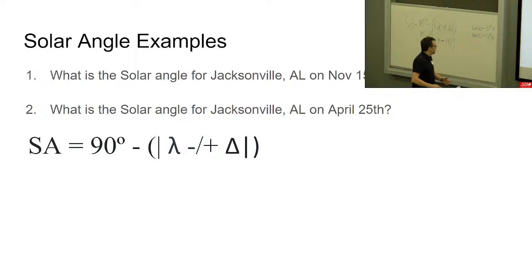So, from here, it's a math problem. 90 minus the absolute value, 34 minus 13 is 21. Right? And so, 90 minus 21, so 69. Nice. 69 degrees is going to be your answer.